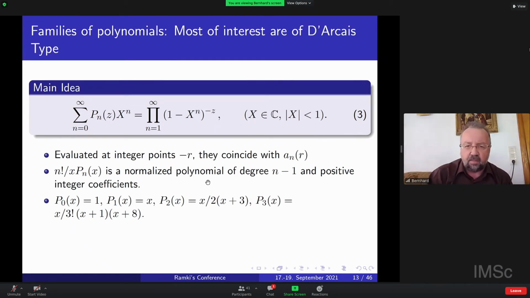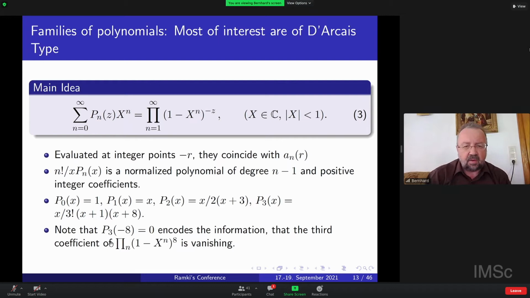When you take, for example, the third polynomial, this has now 2 zeros. It has 0, x minus 1 and x minus 8. For example, it means when you put eta to the power of minus 8, then the third coefficient is vanishing. So there's some kind of duality in the argument. So the powers are the arguments of these polynomials.